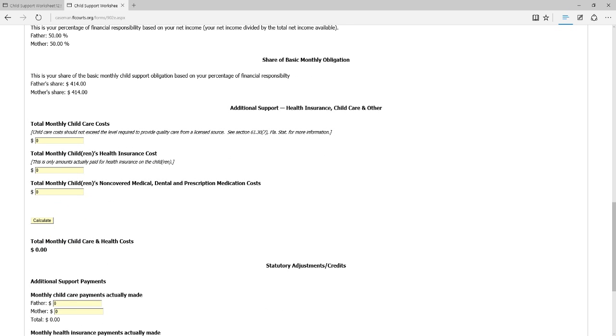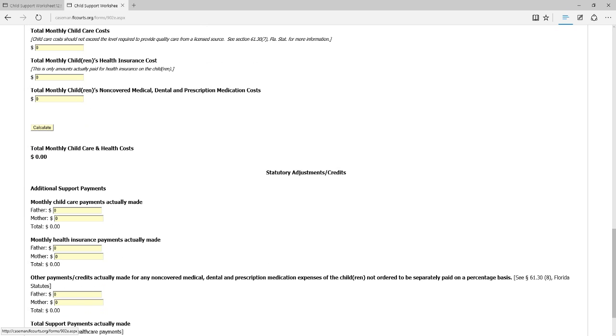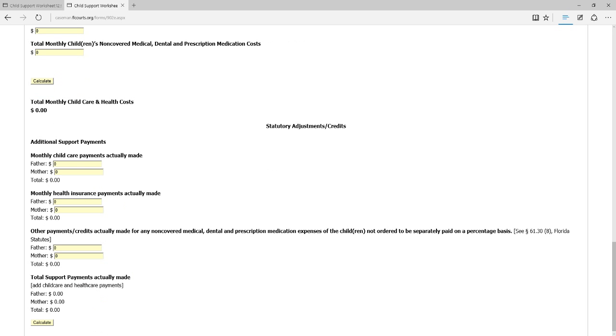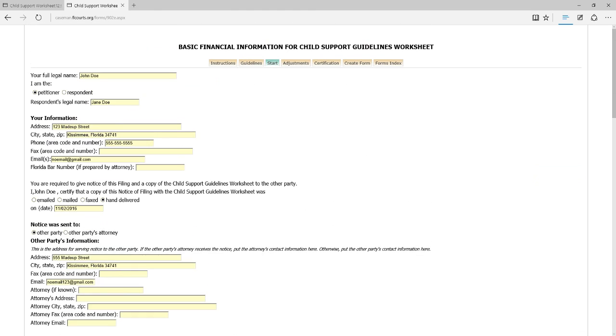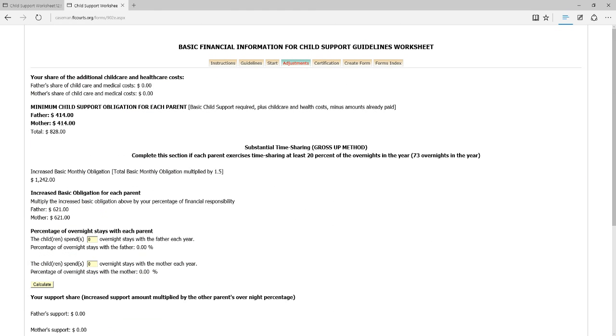In this case, we're going to pretend that there is no child care costs. Let's pretend that grandma watches the child while mom and dad are at work. There is no health care, no health insurance, and no non-insured expenses. So we're going to leave that at 0. I'm going to calculate here. I always hit the calculate button to make sure that the numbers keep coming down with it. Again, we're just pretending that there is no other expenses. Hit the calculate here, and now you're going to scroll all the way back up, go to adjustments.